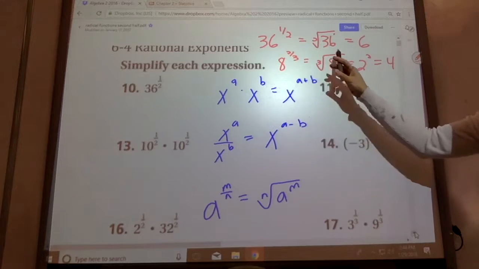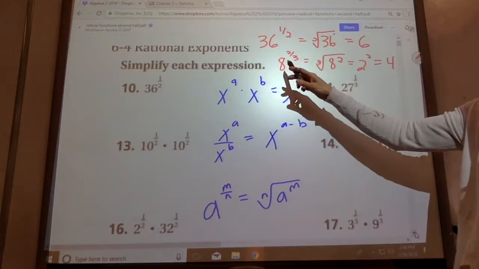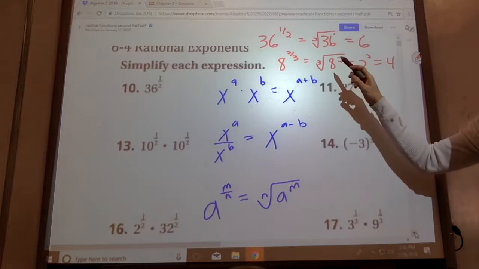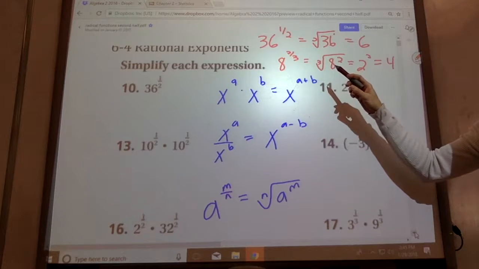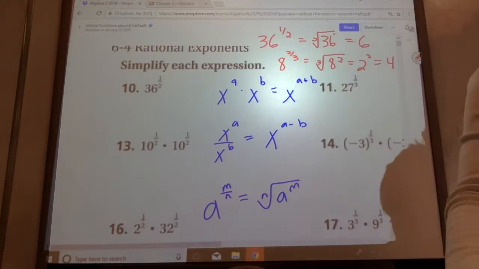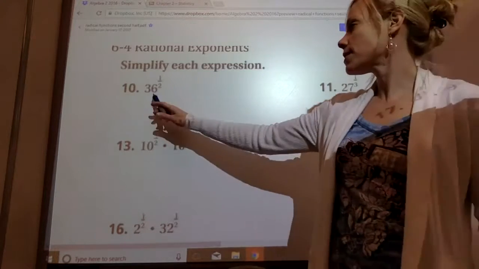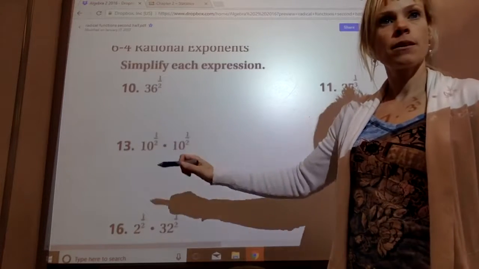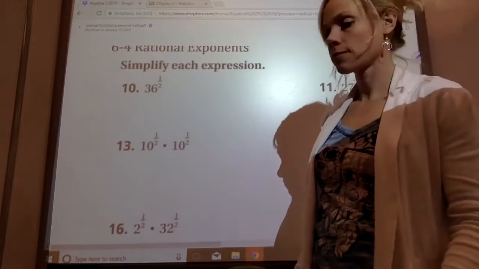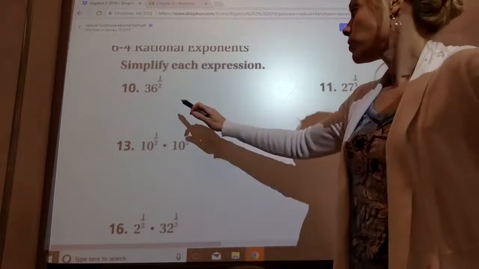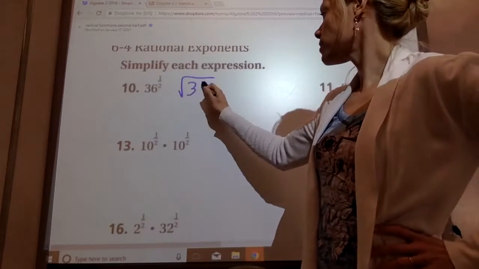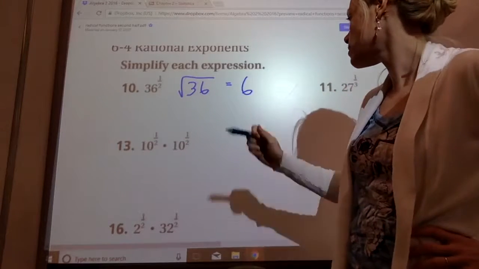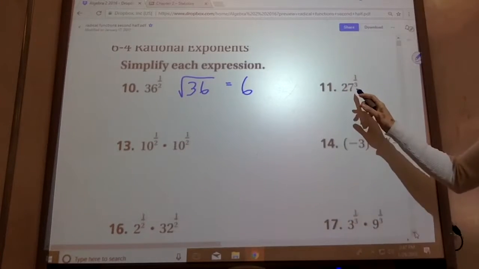Okay? So we have this property because in order to simplify, if I put the rational exponent into a radical form, I can then simplify it. If I have 36 to the 1/2 power, right? I just walked you through this. Okay, so this is square root 36 because the 2 becomes the index, 1 becomes your power, so it's just 6.